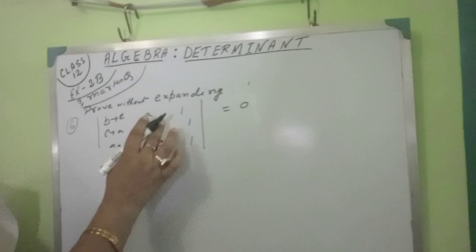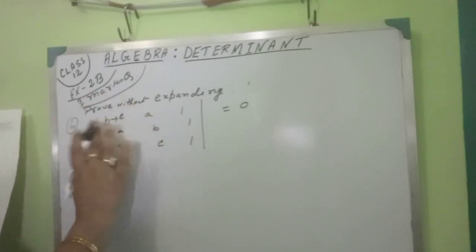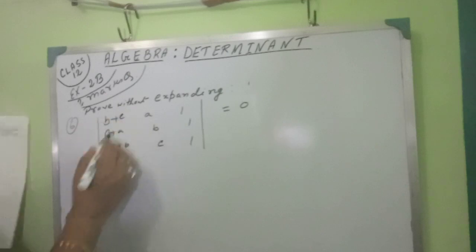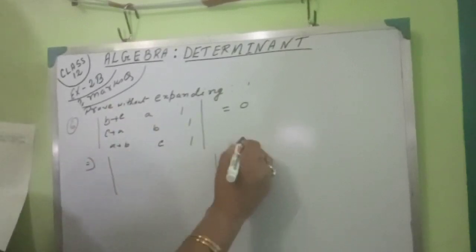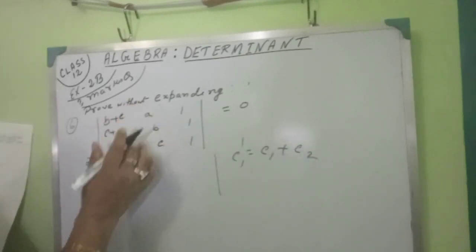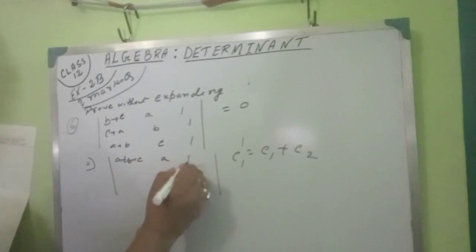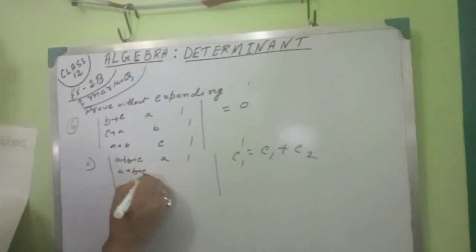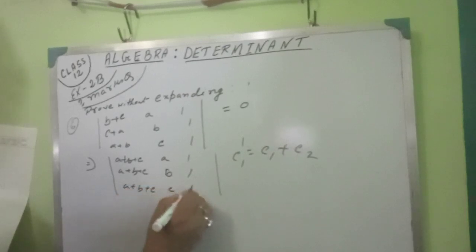Okay. Now, just the first column will be changed. We have to change the first column. What we will do? C1 dash equals C1 plus C2. We will only add these two columns. So what we will get here? A plus B plus C, A, 1. A plus B plus C, B, 1. A plus B plus C, C, 1.